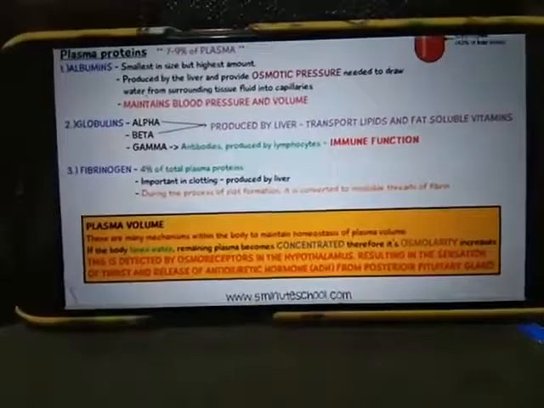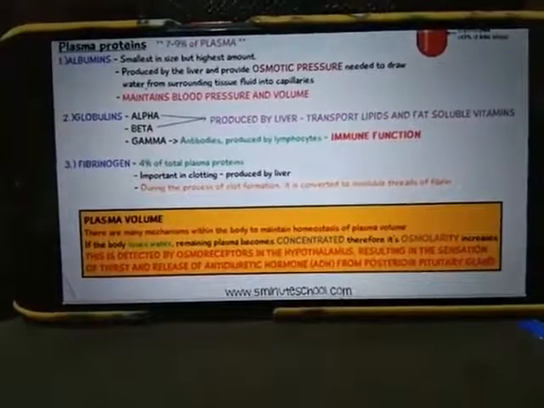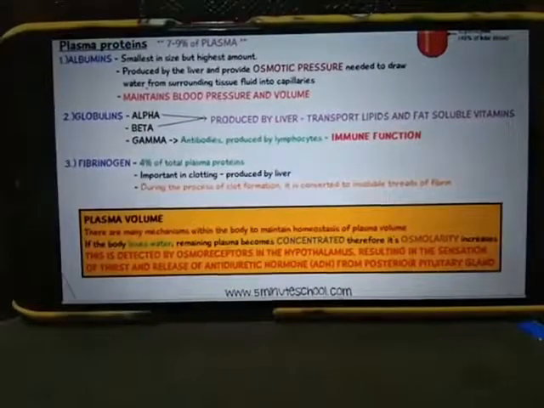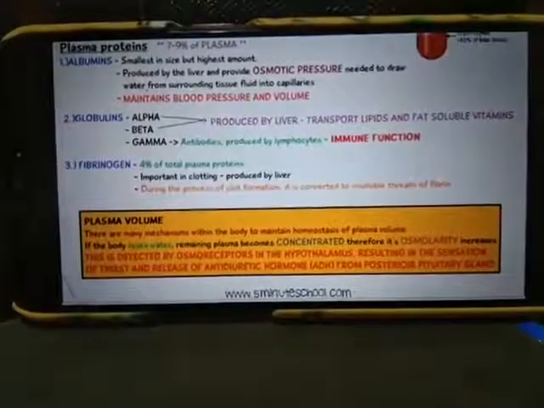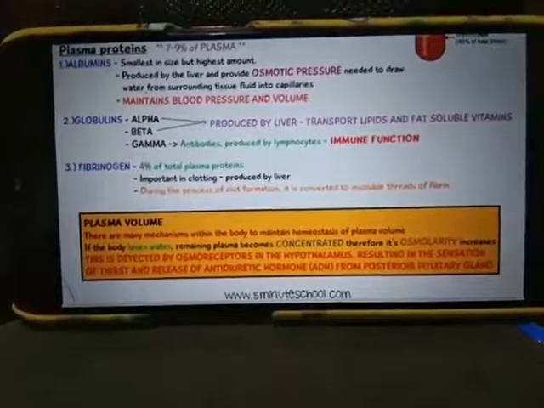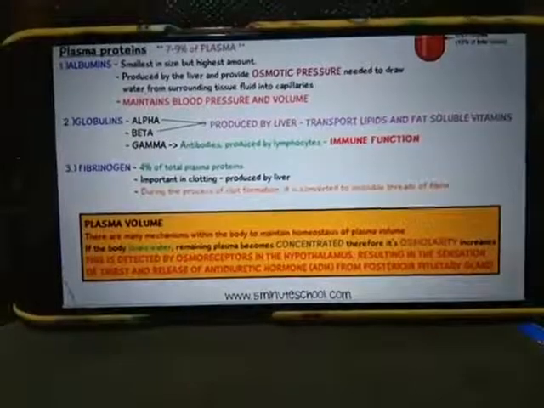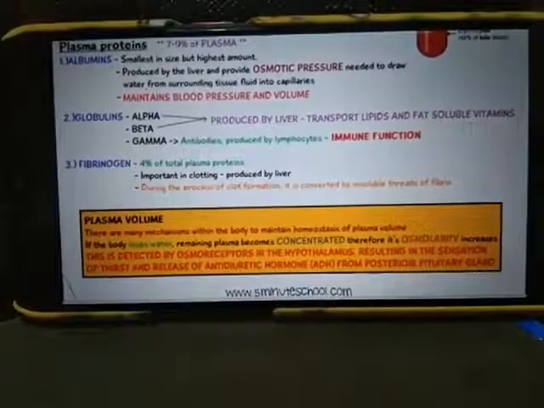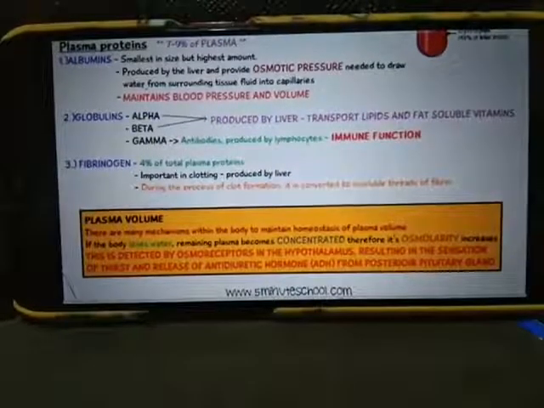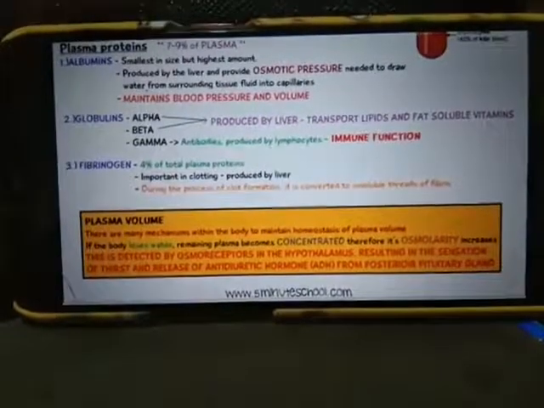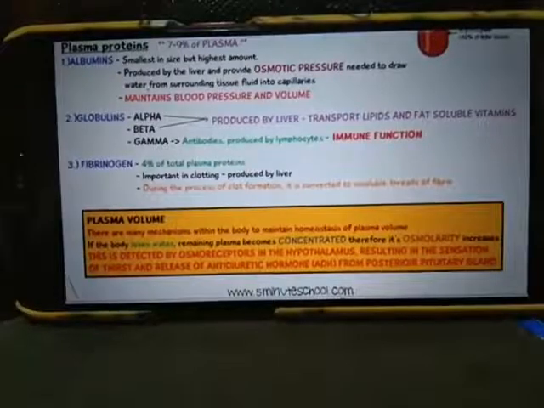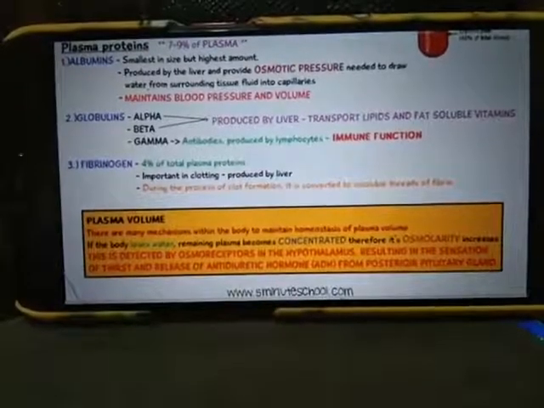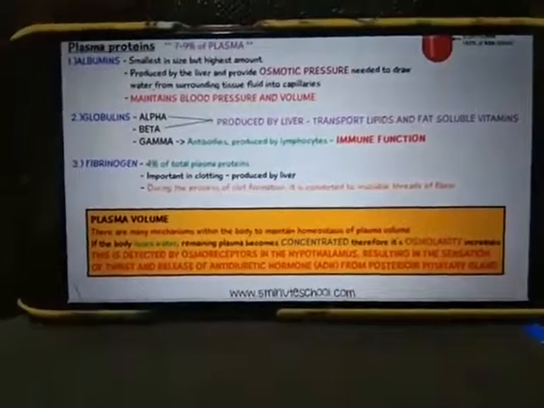So, the plasma volume. There are many mechanisms within the body to maintain homeostasis of plasma volume. If the body loses water, remaining plasma becomes concentrated, therefore its osmolarity increases. This is detected by osmoreceptors in the hypothalamus, resulting in the sensation of thirst and release of antidiuretic hormone or ADH from the posterior pituitary gland.